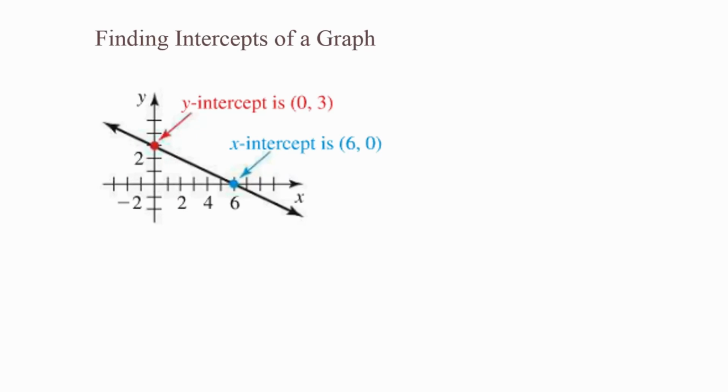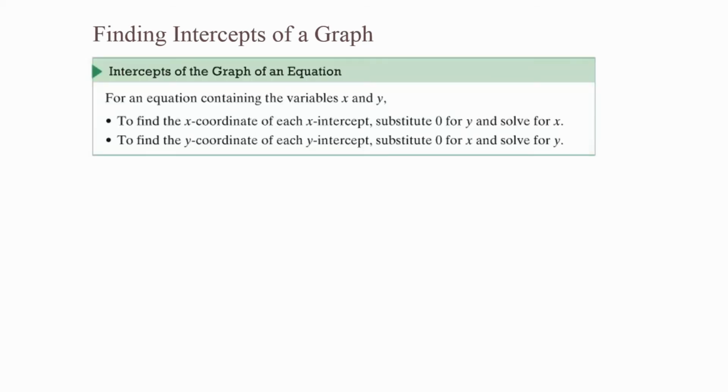Another way that we can graph an equation is by finding the x and y intercept. The x-intercept is where it crosses the x-axis, and in this case, the intercept is 6, 0. And the y-intercept is where it crosses the y-axis. In this case, our y-intercept is 0, 3. When finding the intercepts of a graph, to find the x-coordinate of each x-intercept, we substitute 0 for y and solve for x. To find the y-coordinate of each y-intercept, substitute 0 in for x and solve for y.